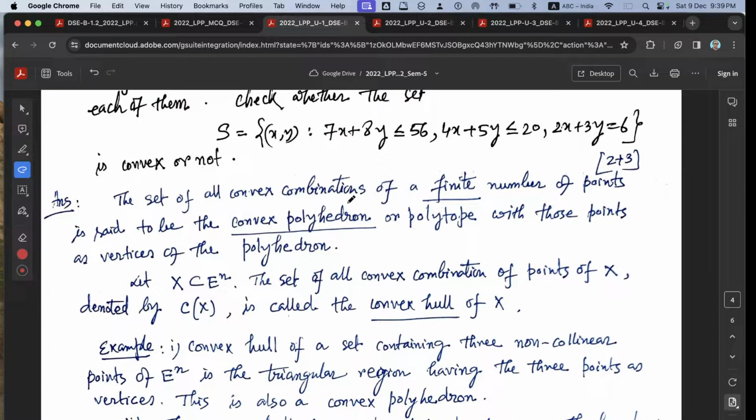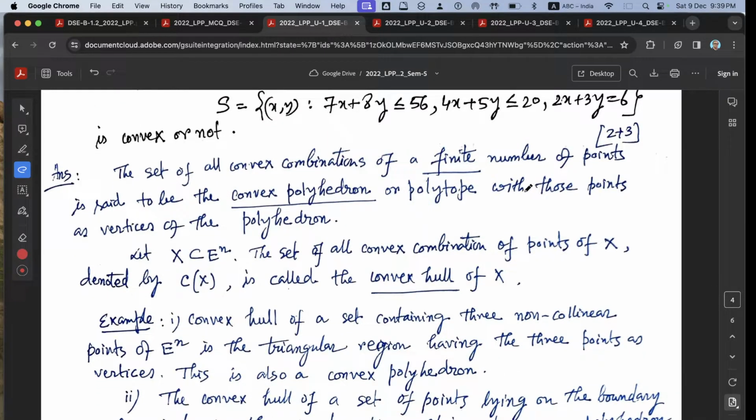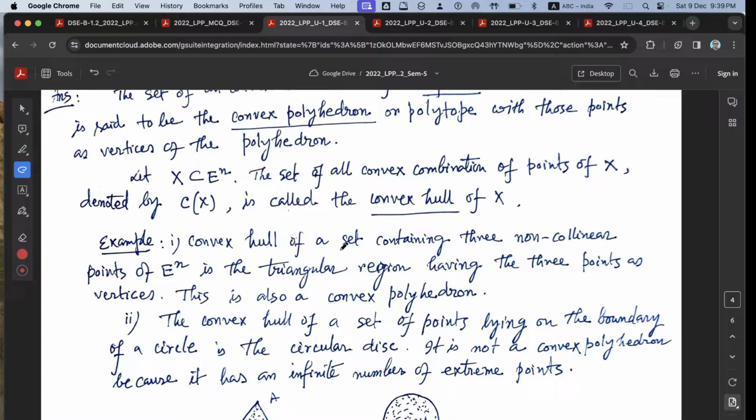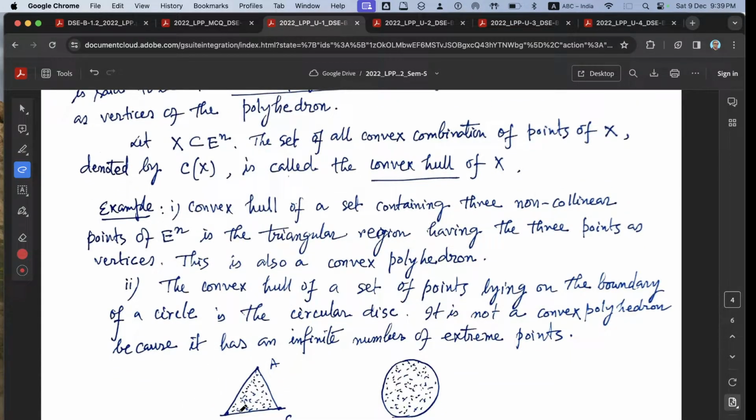The set of all convex combinations of a finite number of points is said to be a convex polyhedron or polytope, with these points as vertices of the polyhedron. Let capital X be a subset of En, the n-dimensional Euclidean space. The set of all convex combinations of points of X, denoted by C(X), is called the convex hull of X. Example: the convex hull of a set containing three non-collinear points of En is the triangular region having the 3 points as vertices, and this is also a convex polyhedron. This example is this.